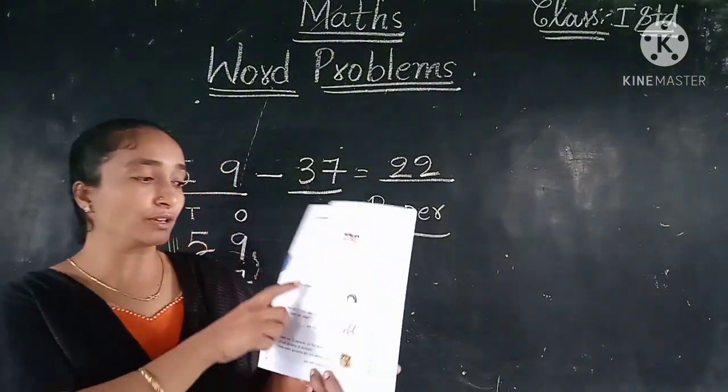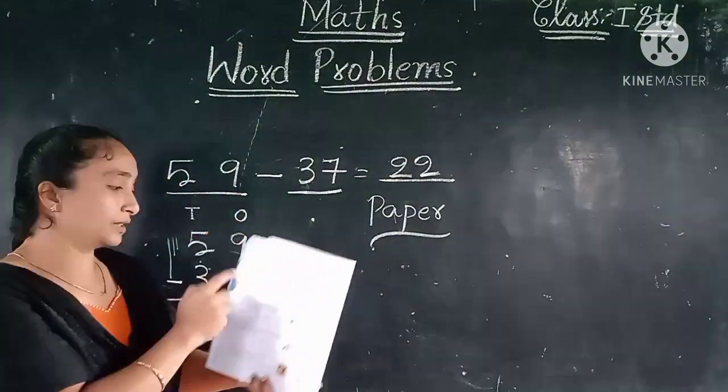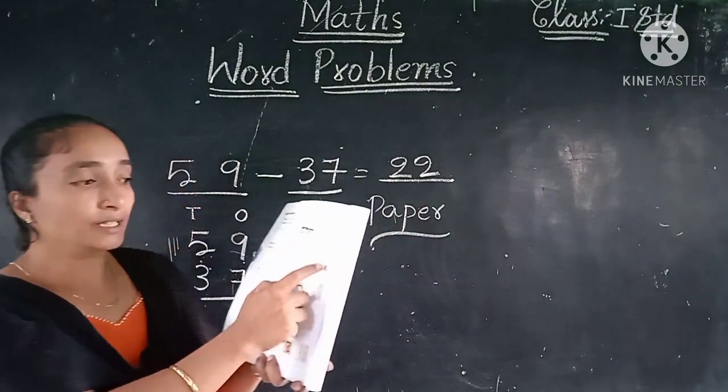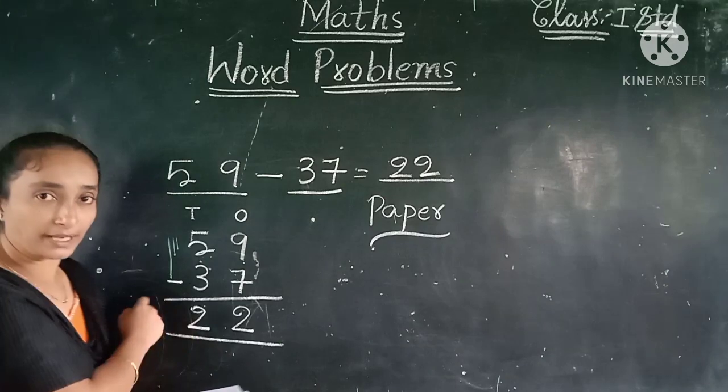So children, you can write here 59 minus 37. This they have already given here in the textbook. So we have to write down the answer, 22. Here they have given the vertical form like this, so you should do the calculation like this.